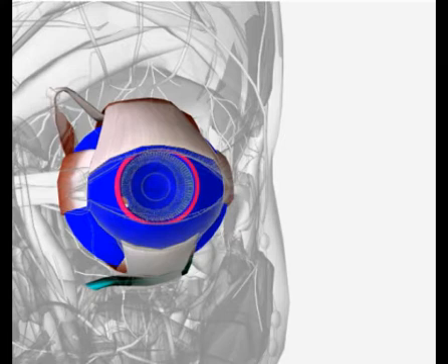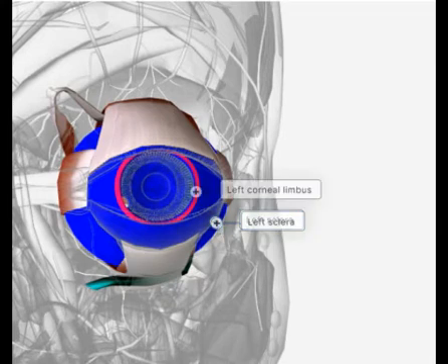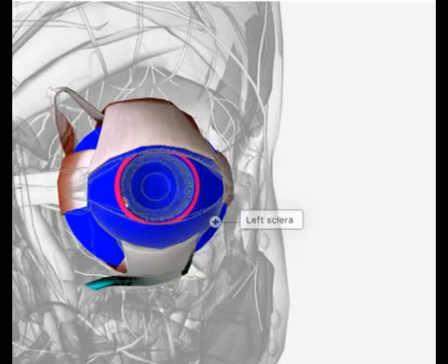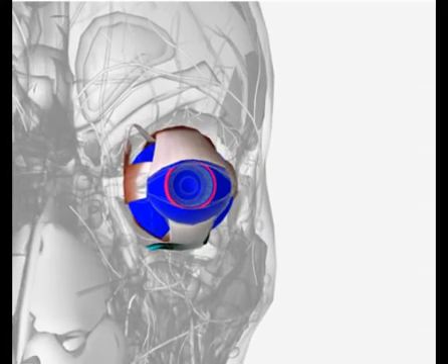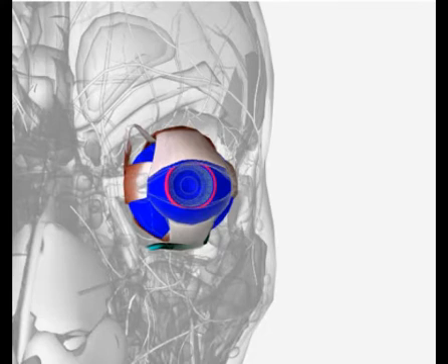Just for your information, this is the sclera. Then this is the left corneal limbus. We are studying the left eye. Then this is the left cornea. Okay. So first, starting with the rectus muscles. There are four rectus muscles, as I had already said previously: the superior rectus, medial, inferior, and the lateral rectus.